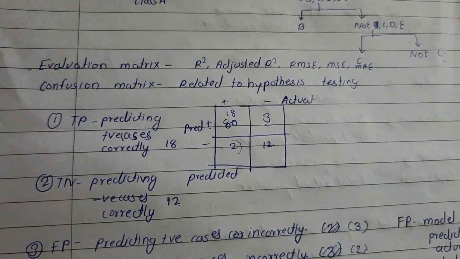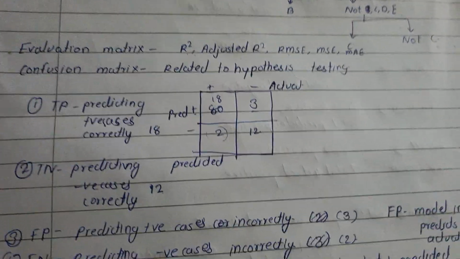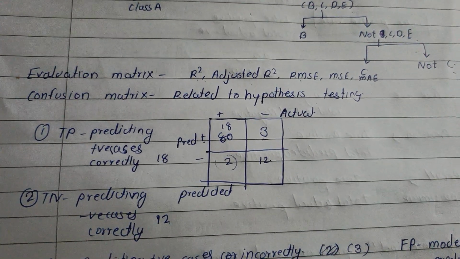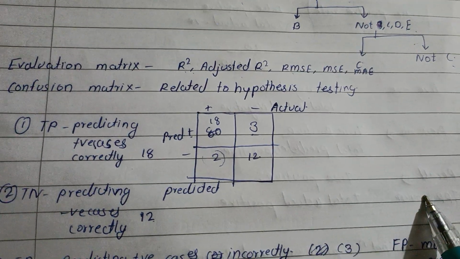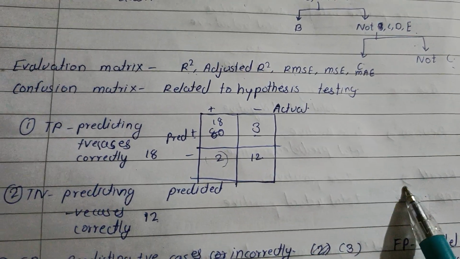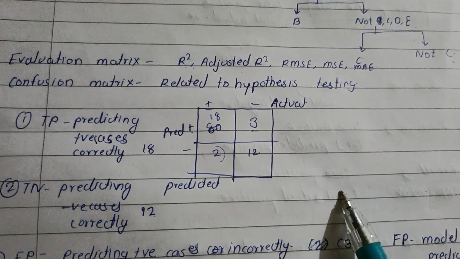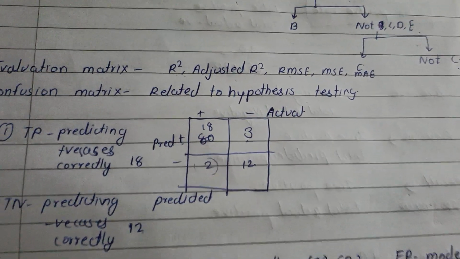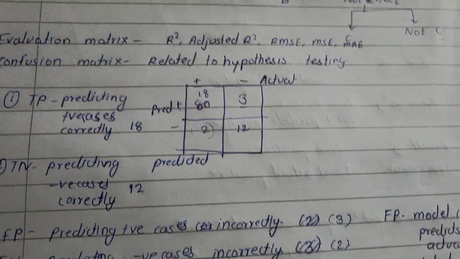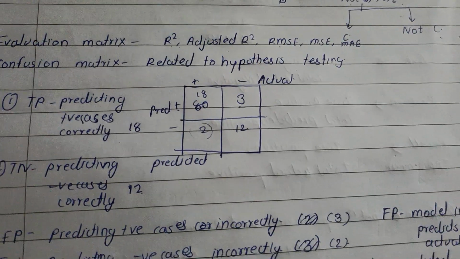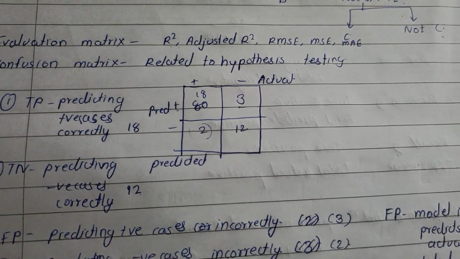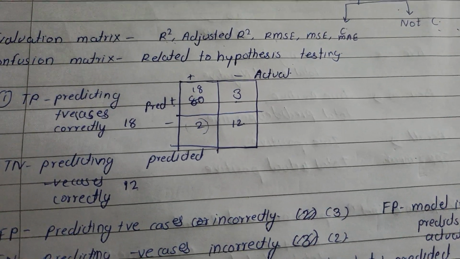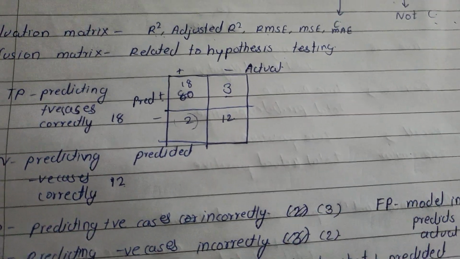A confusion matrix comprises 4 values, that is true positive, true negative, false positive, and false negative. So what is true positive? True positive means it is predicted positive, and actually it is also positive. What is true negative? Actually it is negative, and the prediction is also negative. What is false positive? Prediction is positive, but actually it's negative. And what is false negative? False negative is basically predicted as negative, but actually it's positive.